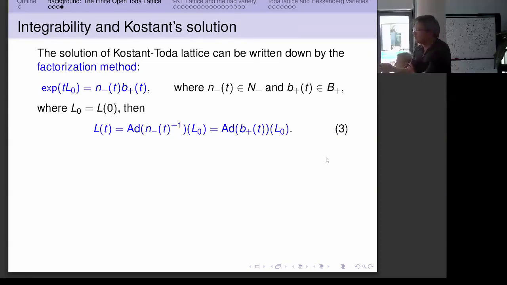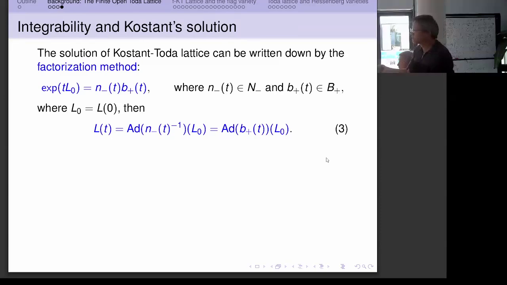So I do this: I take exponential t L0, and then I do a factorization. This is a Gauss factorization. N minus is a lower unipotent matrix, so that's a lower triangular matrix with ones on the diagonal, so it's invertible. B plus is an upper triangular matrix, and the diagonal elements have to be invertible. So not every matrix allows this factorization; there's some kind of condition.